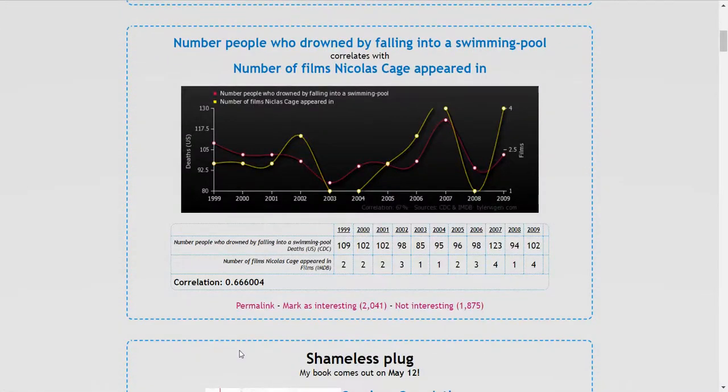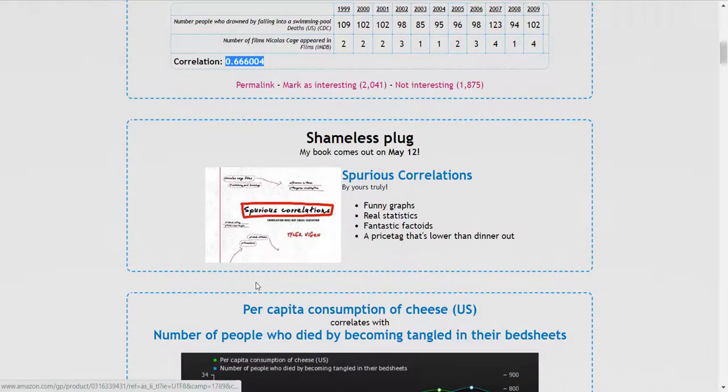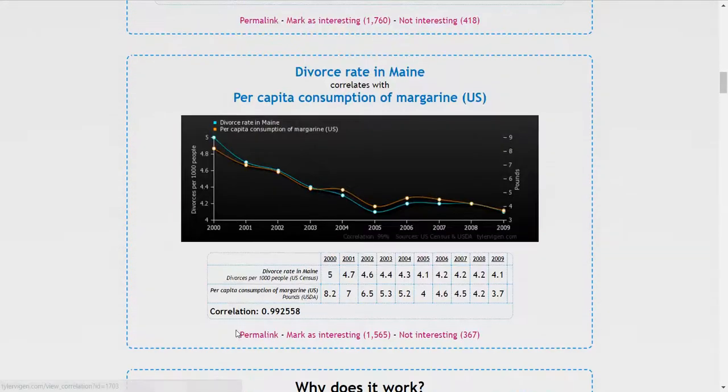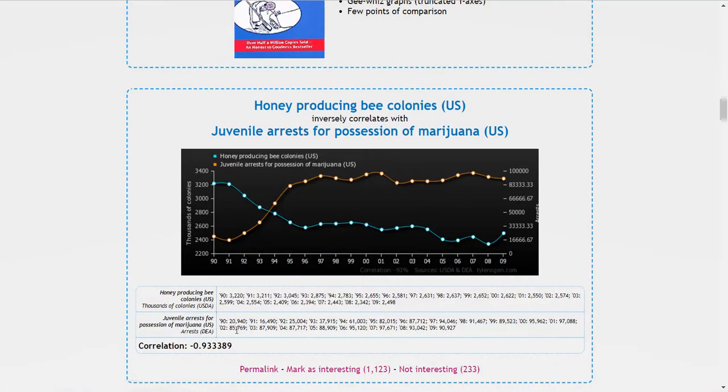So if you scroll down here, here's another. Even though you might not be sure, number of people who drowned by falling in a swimming pool versus number of films Nicolas Cage has played in. Once again, that's a positive correlation. Let's see, another positive. We need to find a negative here somewhere. Here we go, here's a negative correlation.